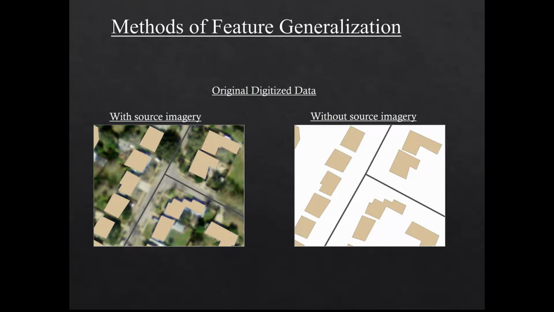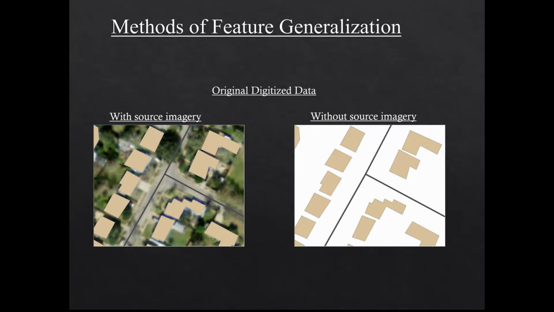In order to discuss the four methods of feature generalization, let us first see what the source data was. Source data for this digitizing project was a digital orthophoto quadrangle quad. Houses could be easily identified on those photos, and the user wanted to digitize the footprints of the houses and roads. The original source data is shown on the left with the digitized house footprints laid on top. On the right, we see the digitized data without the source imagery behind.